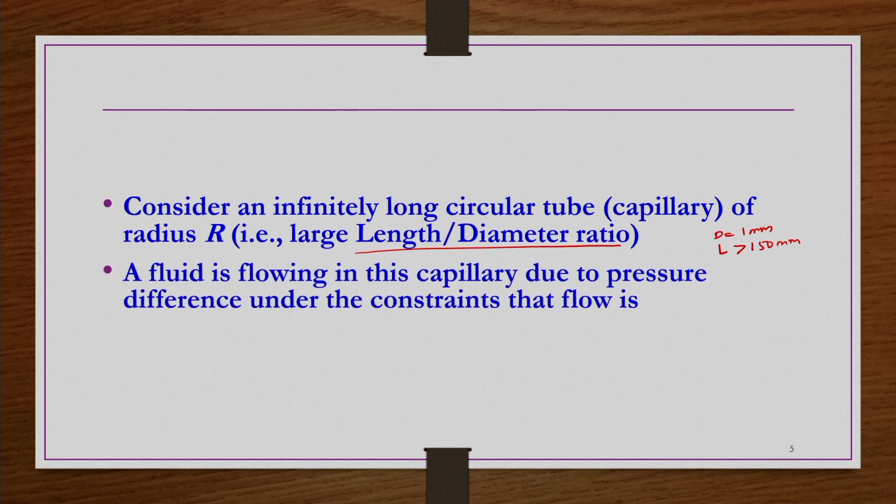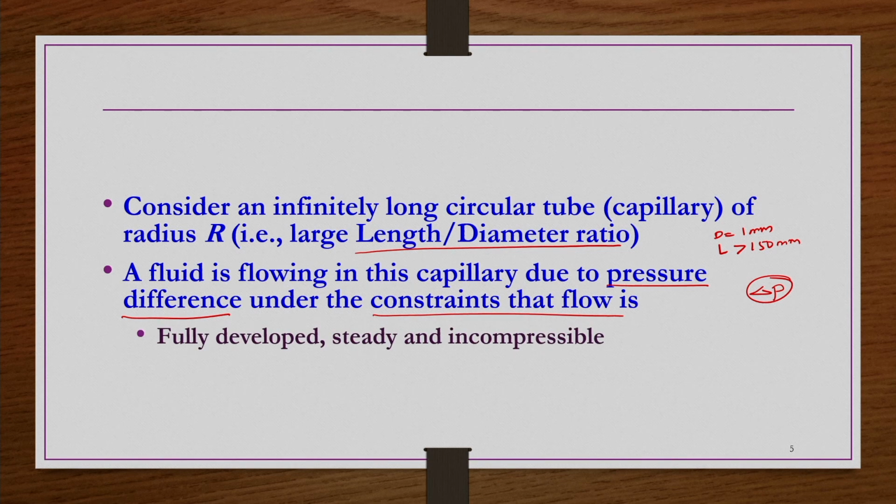Consider a fluid flowing in this capillary due to a pressure difference. Because of that pressure difference, the flow is taking place under certain constraints. The flow is taking place because of the pressure drop, but we are taking some constraints into consideration. What are those? That is, the flow is fully developed, steady flow and incompressible fluid.